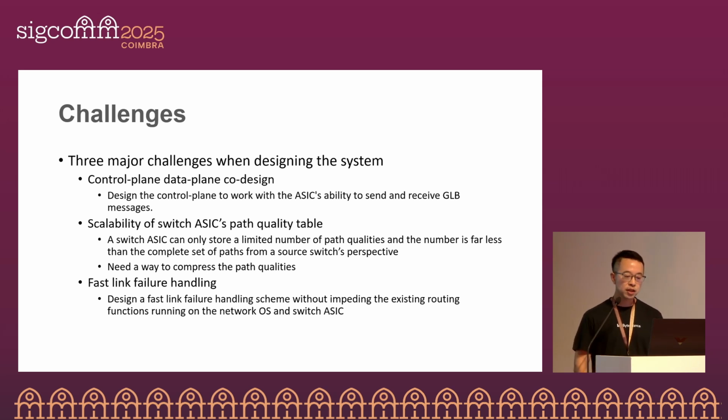With advanced switch ASICs supporting GLB messages available, there are three major challenges when designing the system. The first challenge is that we need to build a control plane to work with the ASIC's ability to send and receive GLB messages. The second challenge comes from the switch ASIC resource limitation. In other words, a chip can only store a limited number of path qualities, and that number could be far less than the complete set of paths from a switch's point of view. The third challenge is to design a fast link failure handling scheme without impeding the existing routing functions running on the NOS and the switch ASIC.